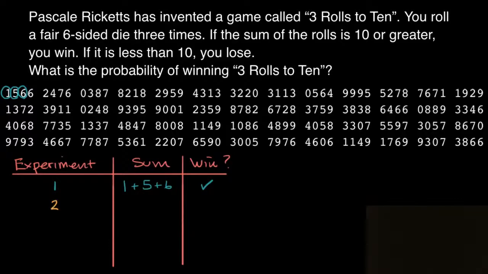Let's do another experiment. This is going to be experiment 2. We'll just keep going here. These are random digits. So we have a 6 in our first roll. We got a 2 in our second roll. We got a 4 in our third roll. Did we win? Yes. Once again, this summed up to 12. So we won.